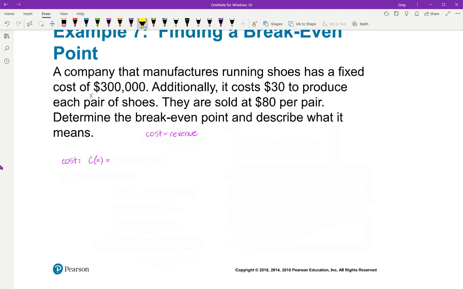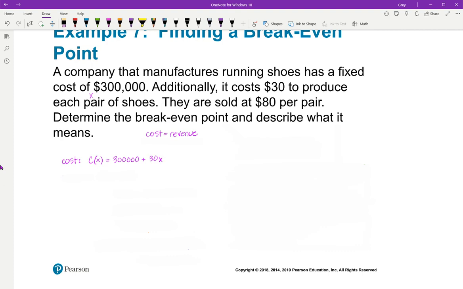I have a fixed cost, and that happens a lot in business. Fixed costs, y'all, are examples of renting the building. I have to rent the building no matter whether I make a pair of shoes or not. I got to pay for electricity. I got to pay for water. Those are fixed monthly costs that you have. And so that's going to be $300,000. And then it's $30 per pair of shoes. So that's 30X. That's your cost.